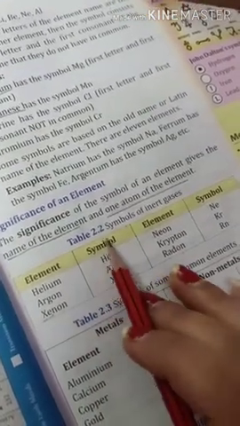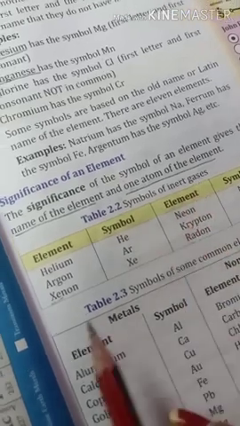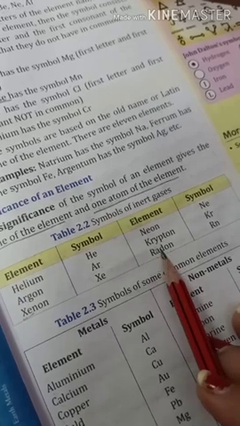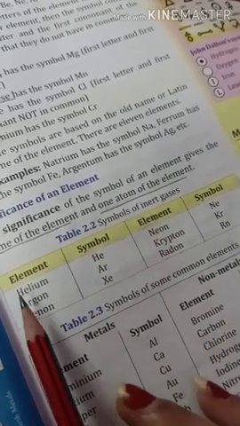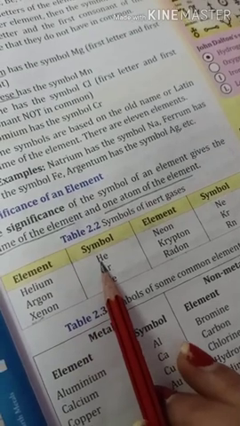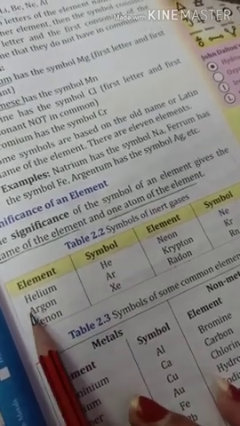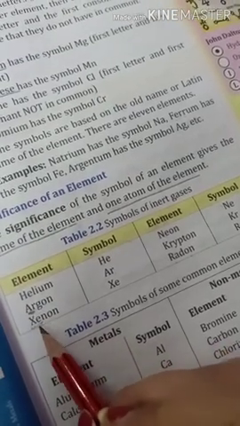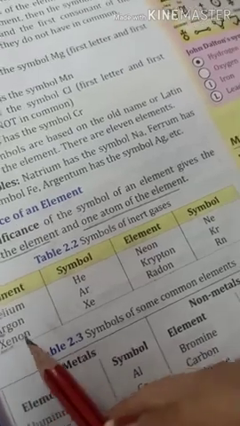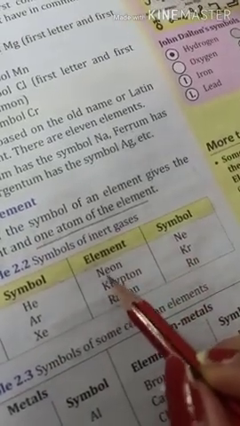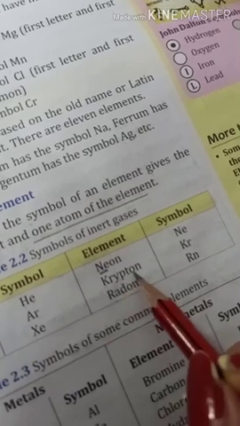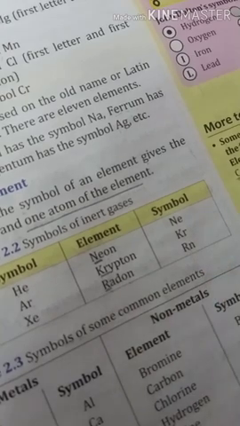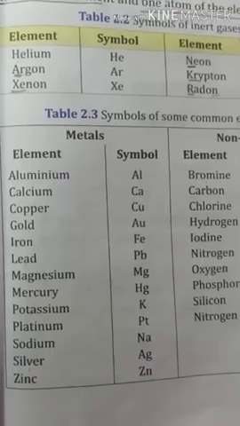Next, in table 2.2 we have symbols of some inert gases. These are helium, argon, xenon, neon, krypton and radon. All are inert gases. And the symbol for helium is capital H small e, first two letters. For argon it is capital A small r. For xenon it is capital X small e. And for neon it is capital N small e, first two letters. For krypton it is capital K and small r. For radon it is capital R and small n.